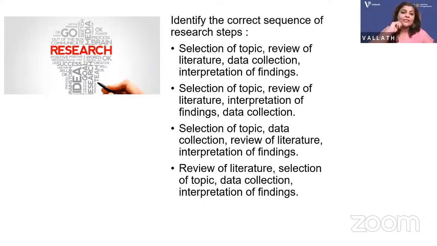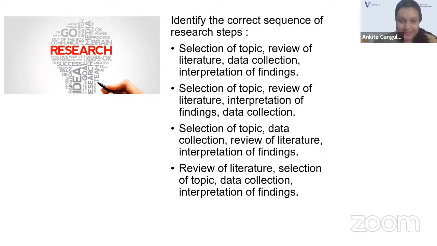Identify the correct sequence of research steps. Selection of a topic. Okay. Review of literature. Okay. Data collection. No. How can you do review of literature before data collection? Isn't that wrong? You have to do data collection and then review of literature, right? And then interpretation of findings. Yes. Maybe it is C.